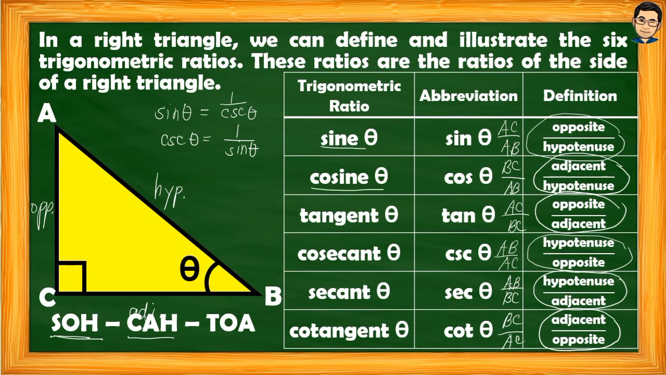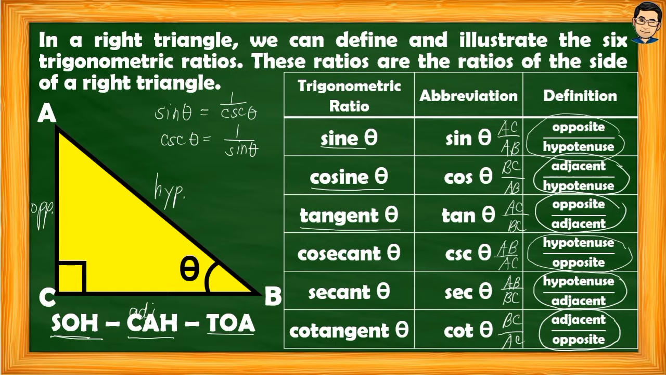Okay. Next, yung CAH naman, yun po yung nasa cosine. So, cosine, that is adjacent over hypotenuse. So, kinukuha po natin dyan yung first letter ng word. Okay, so kaya CAH. And then naman, kapag tangent, that is TOA, o kaya makikita nyo, opposite over adjacent.